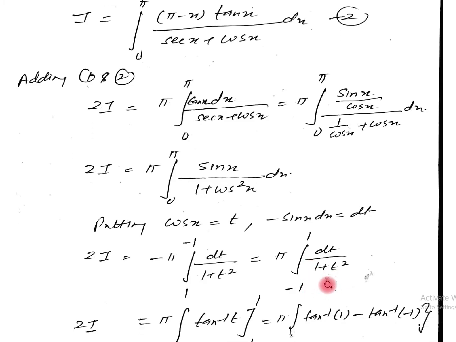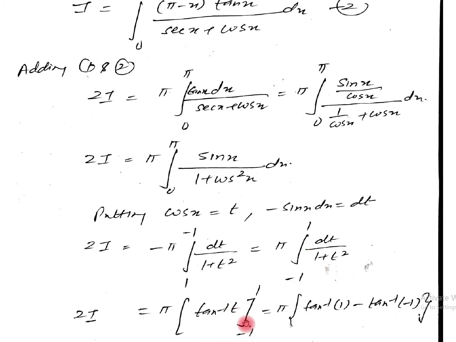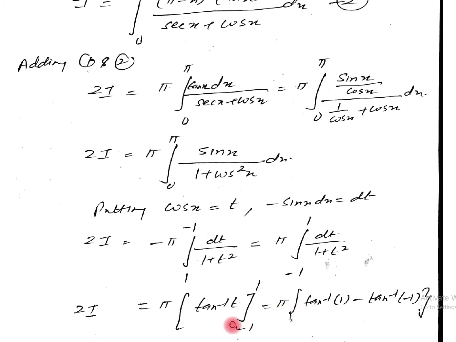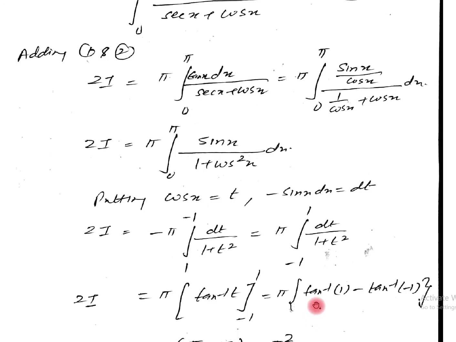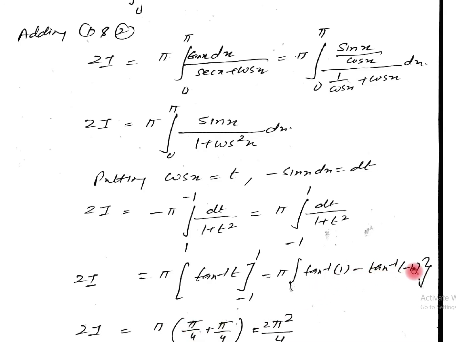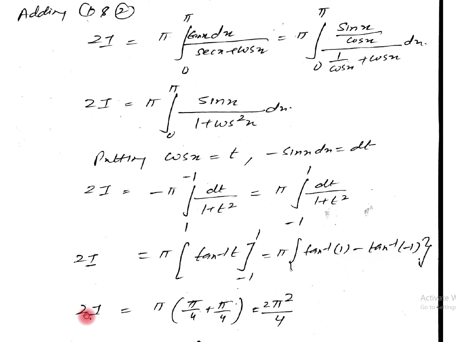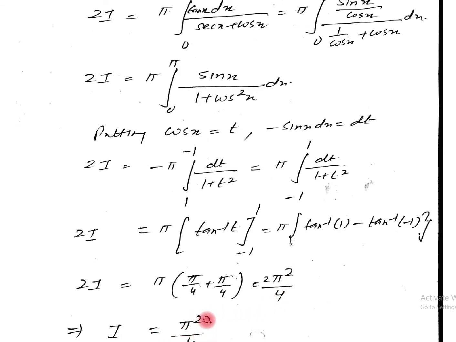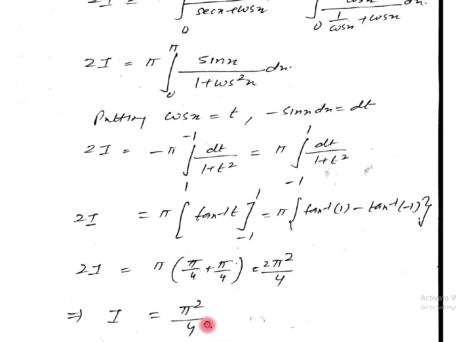Now it is the integral of tan inverse t, limits minus 1 to 1. Putting the value of the limits, tan inverse 1 minus tan inverse minus 1. Now tan inverse 1 is pi by 4, tan inverse minus 1 is minus pi by 4, so minus and minus makes plus. So 2I equal to 2 pi square upon 4, or you can say I equal to pi square by 4.